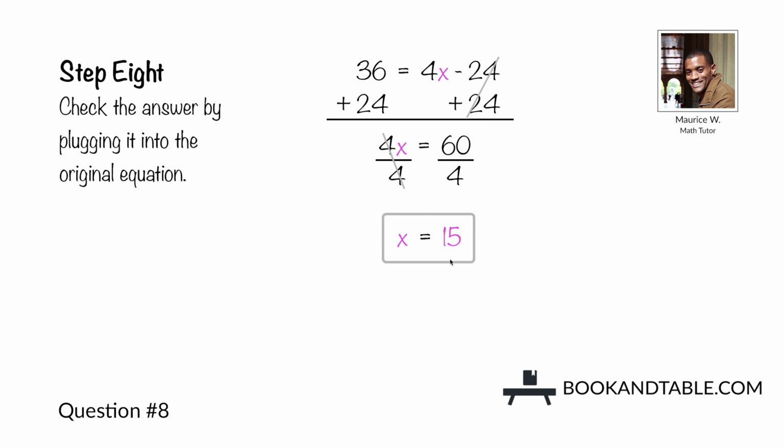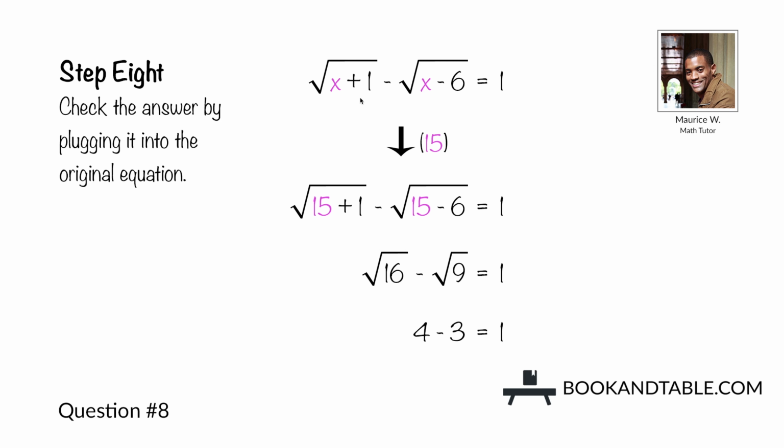Step 8, check the answer by plugging it into the original equation. The square root of x plus 1 minus the square root of x minus 6 is equal to 1. Plug 15 into both places where you see x. 15 plus 1 is 16. 15 minus 6 is 9. So that gives us the square root of 16 minus the square root of 9, which is equal to 4 minus 3, which is equal to 1. And since our left side equals the right side, that confirms that x does in fact equal 15.